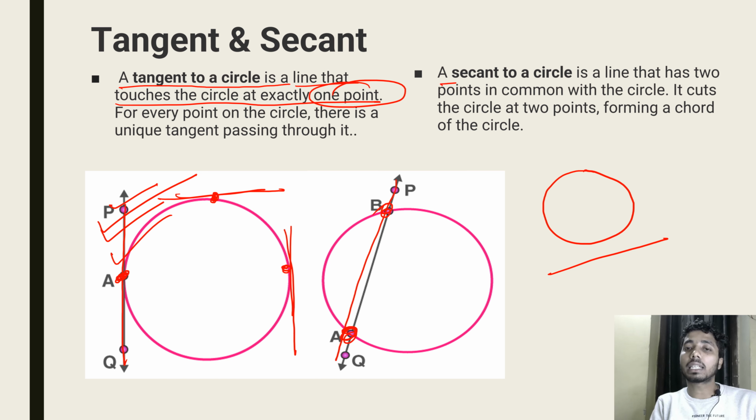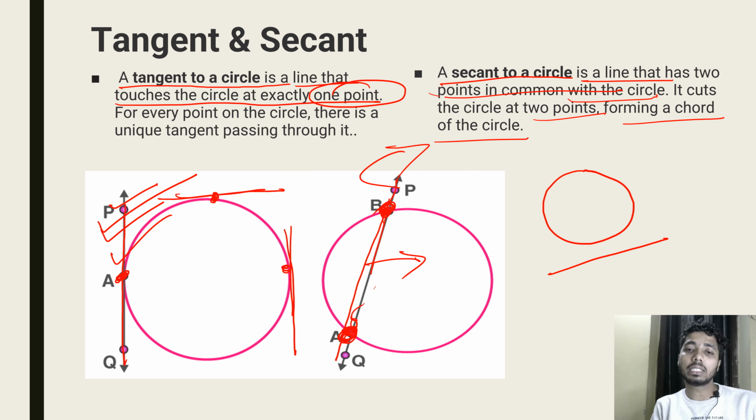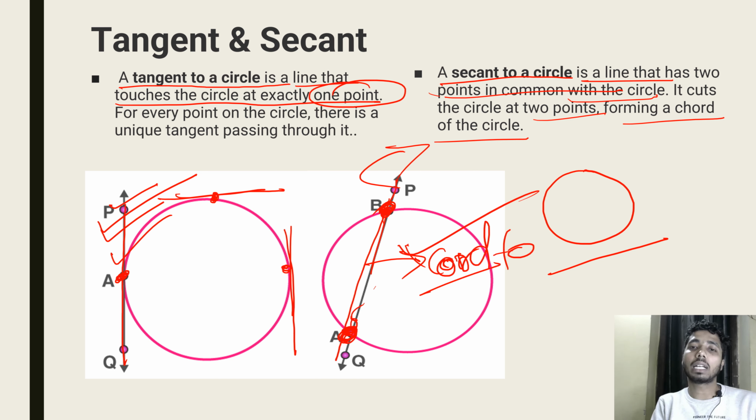And second, a secant to a circle is a line that has 2 points in common with the circle. It cuts the circle at 2 points, forming a chord of the circle. As you can see, this line is cutting at two different points on the circle. Then we can say this segment is a chord to this circle. Means a secant also forms a chord of the circle.